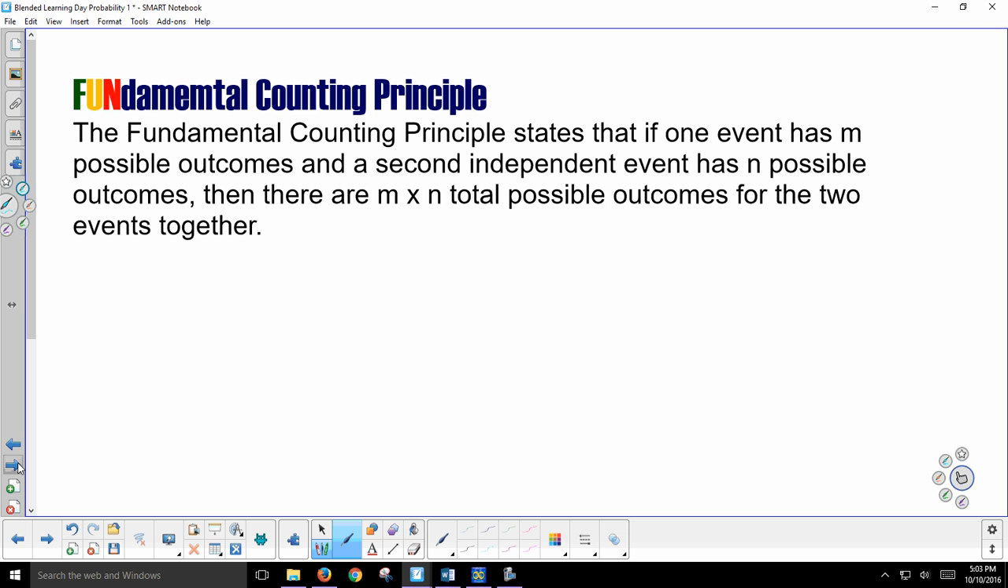All right, the next thing that we need to talk about is the fundamental counting principle. And the fundamental counting principle states that if one event has m possible outcomes and a second independent event has n possible outcomes, then there are m times n total possible outcomes for the two events together.